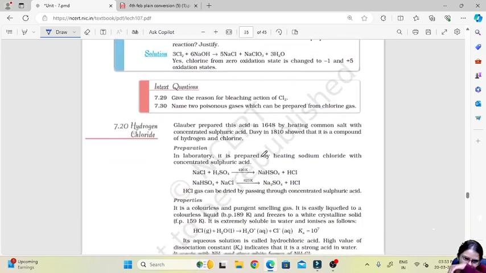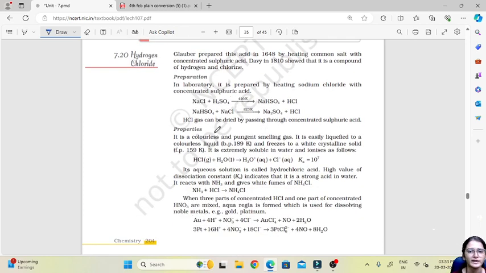Then next we will see about HCl, hydrogen chloride. Hydrogen chloride can be prepared by heating sodium chloride with sulfuric acid, giving sodium hydrogen sulfate and this particular product. Then HCl gas can be dried by passing through concentrated sulfuric acid.